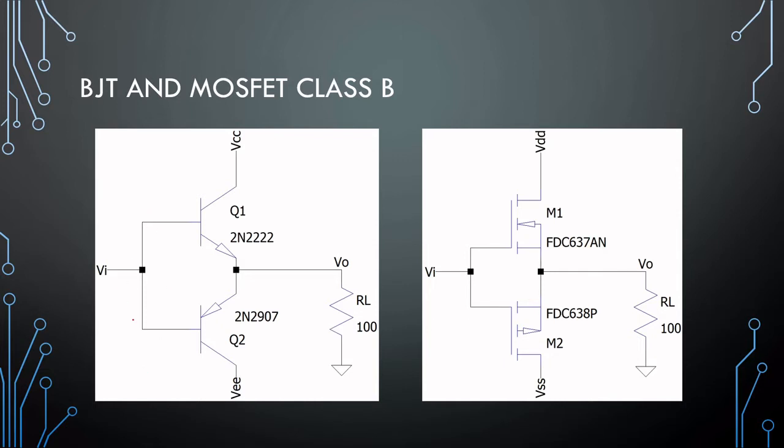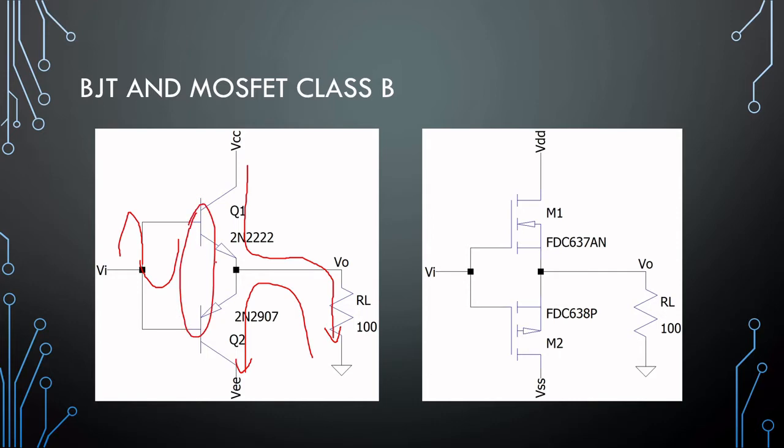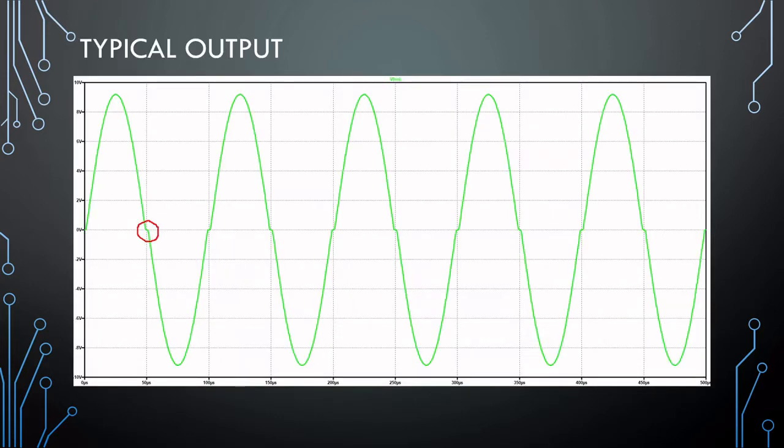And you'll notice that there is no bias on the input right here. So we have a VBE and a VEB here that is not being utilized. Okay, so if we have a positive half cycle, the top transistor will conduct. If we have a negative cycle, the bottom transistor will conduct. Okay, so this is what push-pull means, only one transistor will be active at a time, but due to the bias not being here is why we have this crossover distortion.